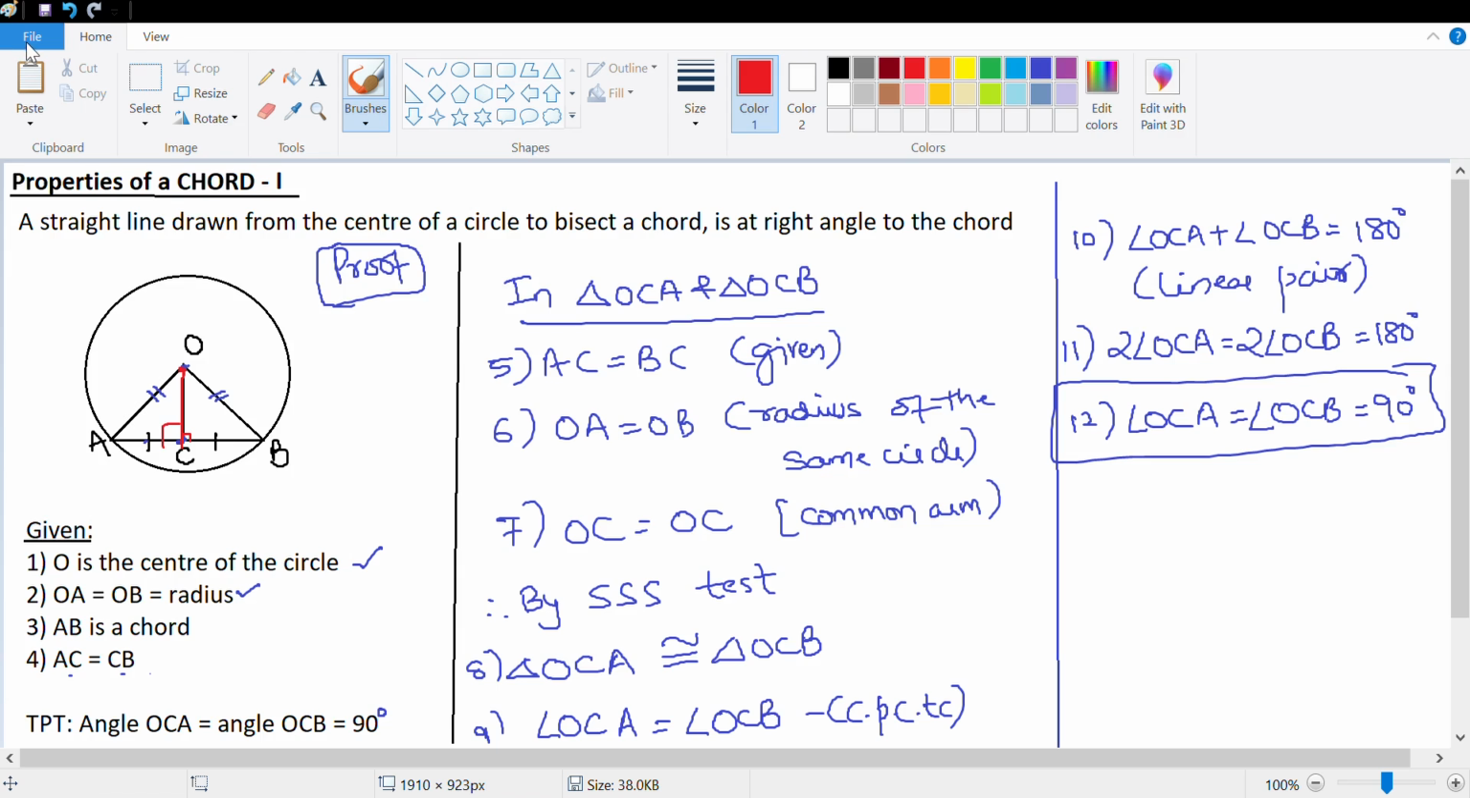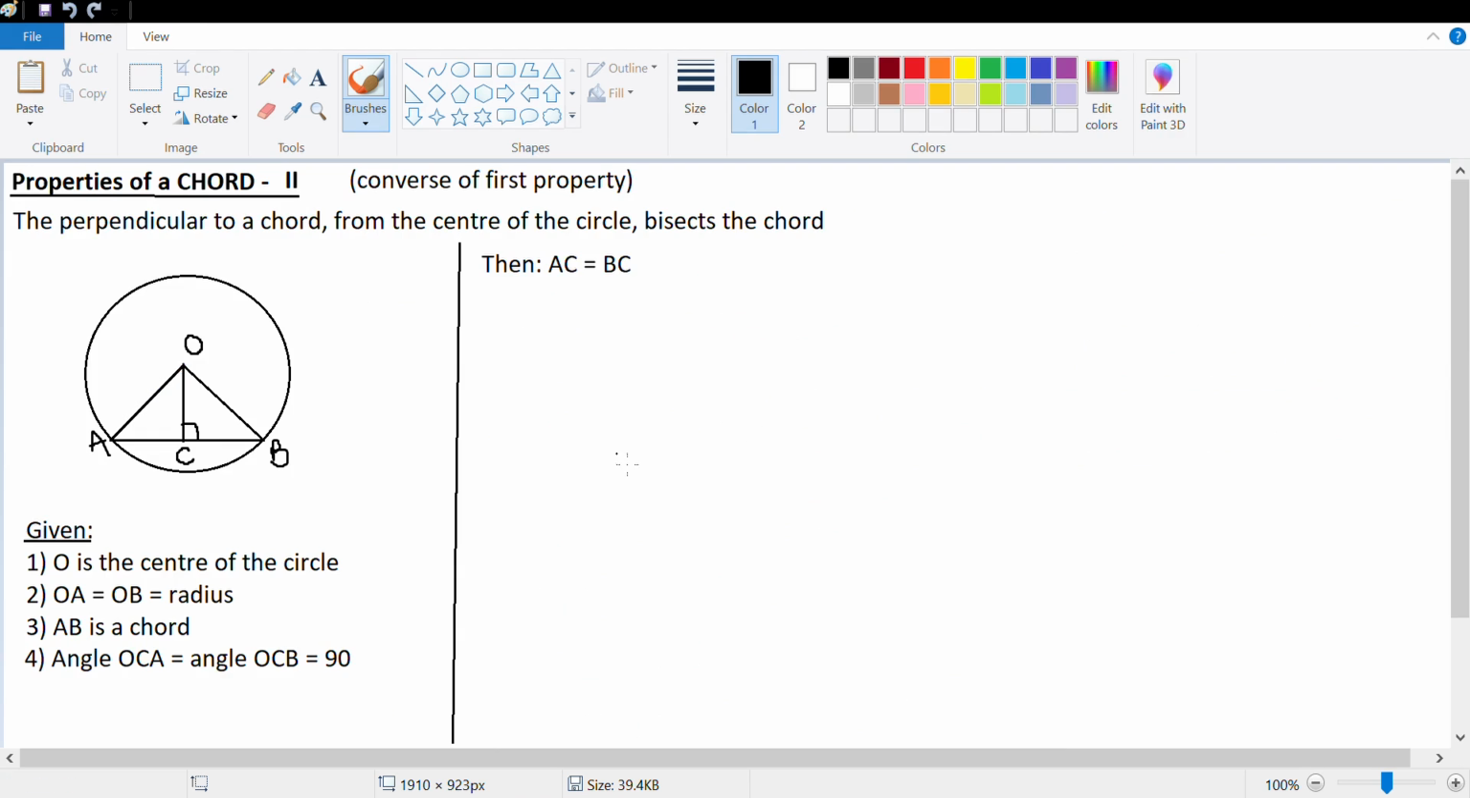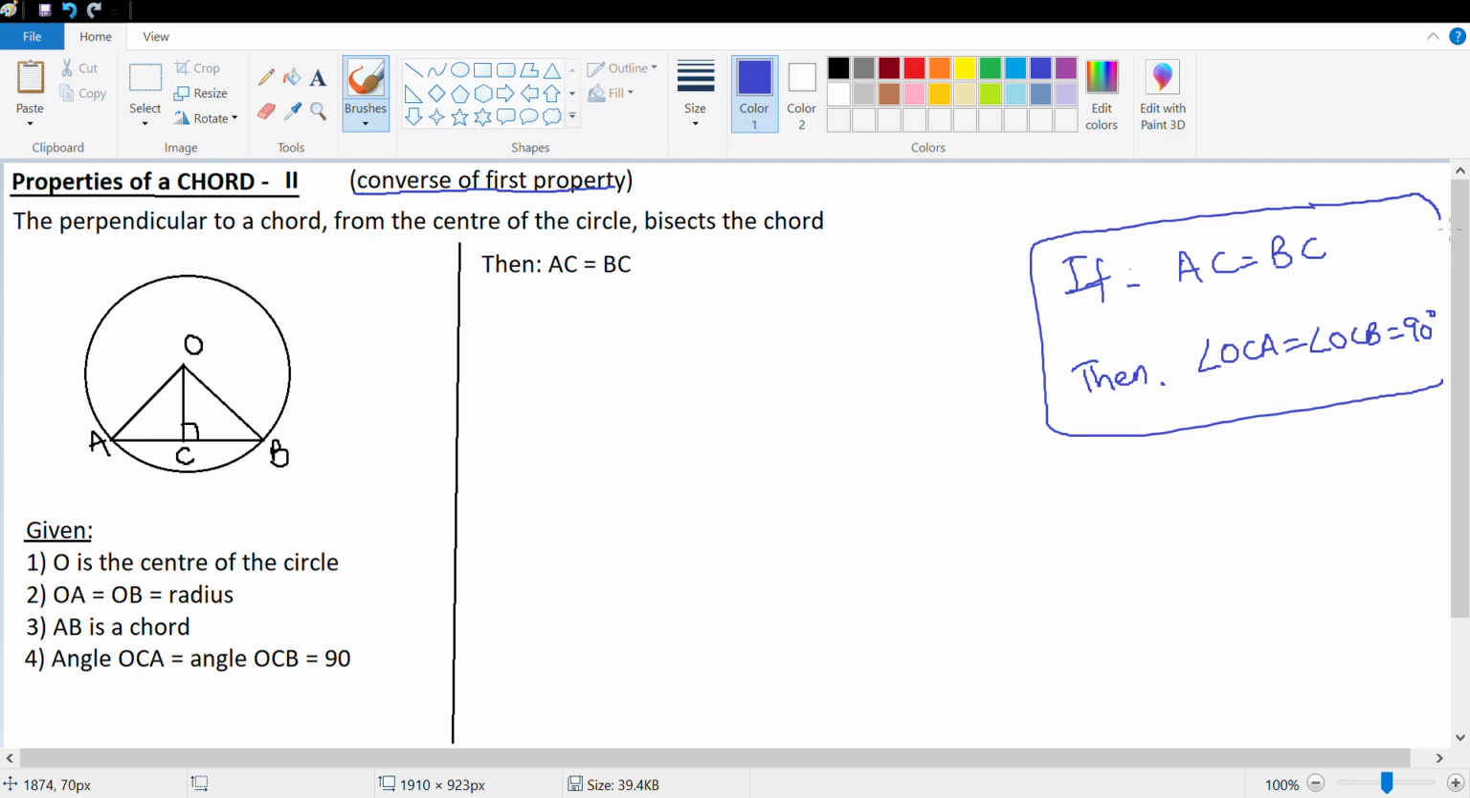Right, so let's look at the next property. The next property that we have is exactly the reverse of it, which is what we've called converse, which we've been talking about. So converse of this property. So in the previous one, what was given was if AC is equal to BC, then what we got was angle OCA is equal to angle OCB is equal to 90 degree. This is what we got in the previous one.